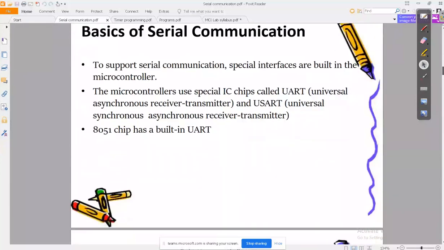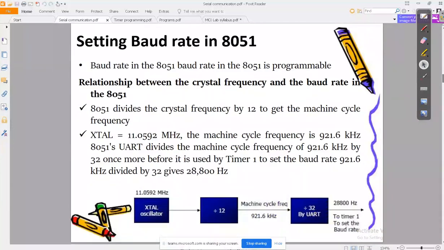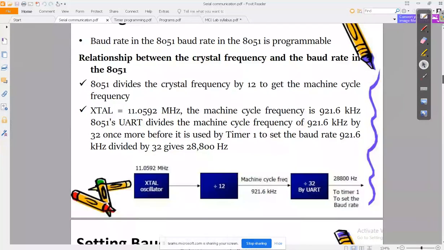Next, baud rate. This slide is very important. So what is this baud rate? What is the use of this baud rate in our serial communication? That we're going to see right now. Okay, now you can see. By explaining this diagram, I will explain everything. You just see this diagram.